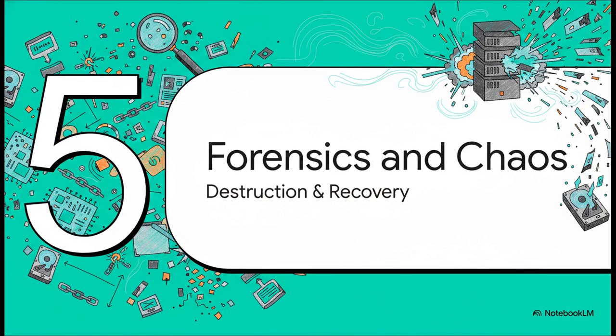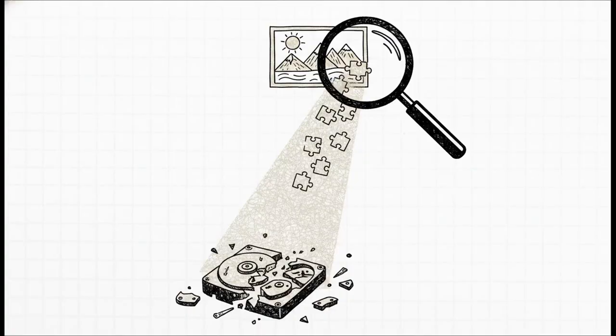Next up, Phase 5, Forensics and Chaos. We're talking destruction and recovery. See, hackers don't just skim the visible stuff. They can dig up secrets you swore were gone forever, or they can cause massive, expensive chaos by attacking a server's availability. To actually be a successful cybersecurity pro, you kind of have to think like law enforcement.